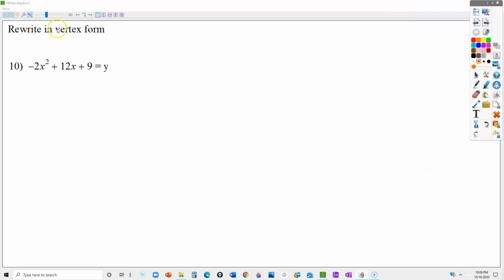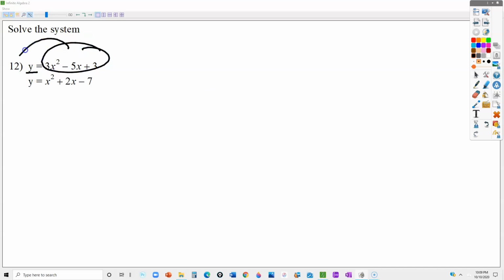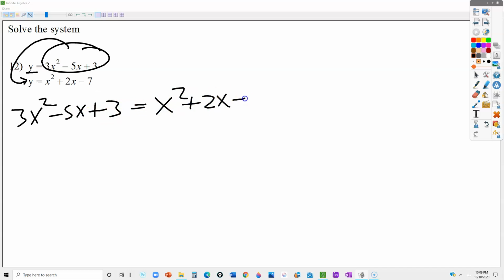Go ahead and check out yet another type of problem you need to be ready for: solving systems of equations that involve quadratics. When you have a system of equations that involves quadratics, we're going to use the substitution method. In the substitution method, you find a place where it says y equals. You circle what it equals, and then you plug it in for the y in the other equation. So if I do that, I end up with 3x squared minus 5x plus 3 equals x squared plus 2x minus 7.